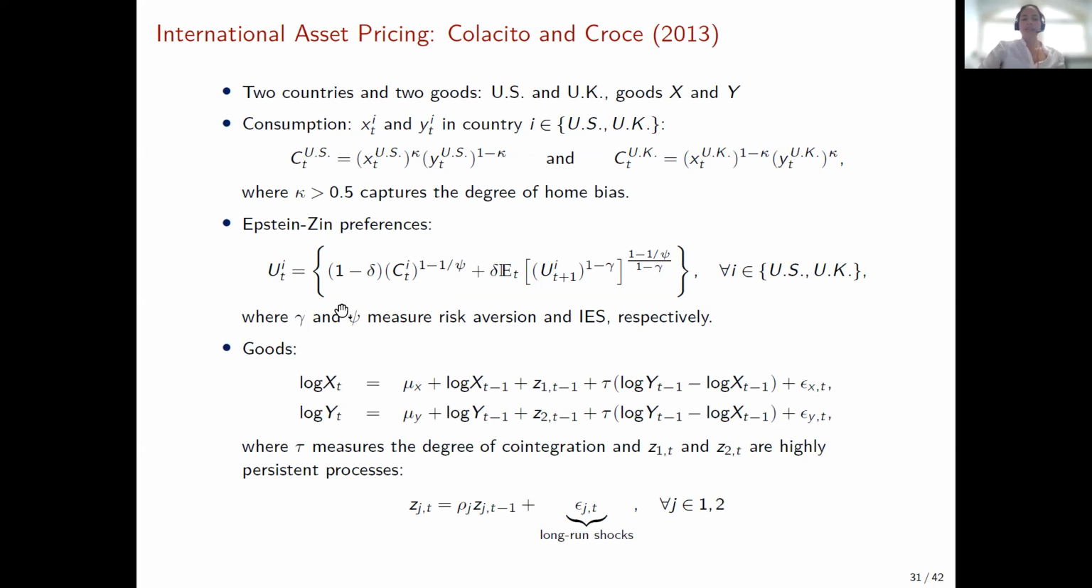The goods market has long run risk. The good that's produced in the US has this permanent component, the persistent component Z, and the good that's produced in the UK also has a persistent component Z, where rho J is just going to be 0.99 or 0.98. The shocks that affect the persistent component are what people in the long run risk literature call long run shocks. Why? Because they have an effect on your continuation utility, and the shocks epsilon X and epsilon Y here are what we call the short run shocks. Okay, so there's nothing new here.